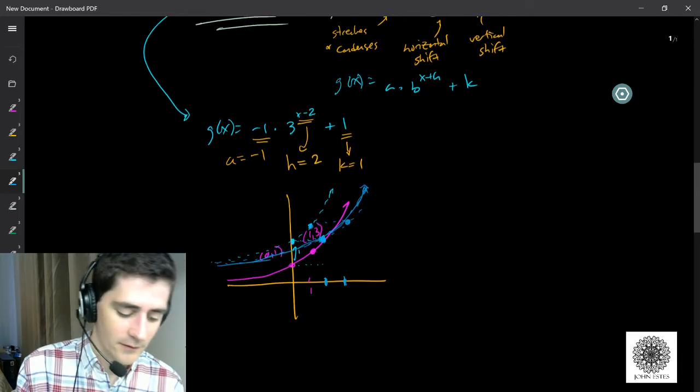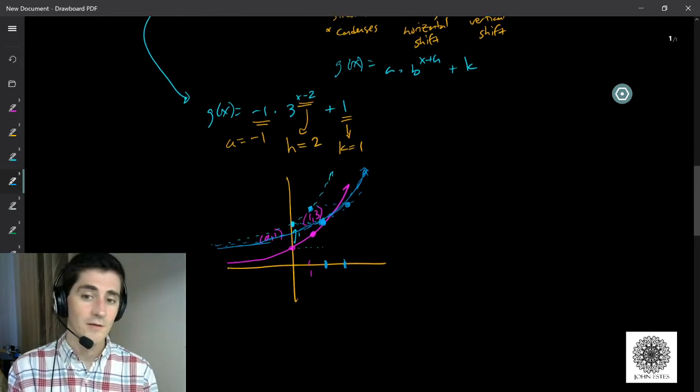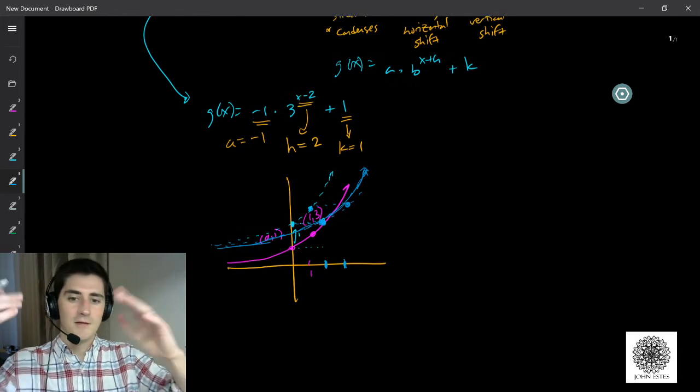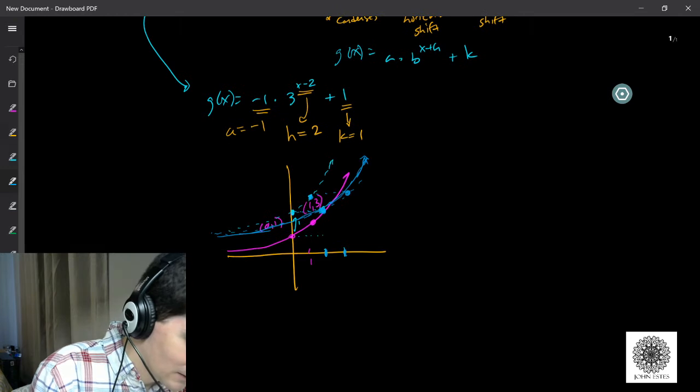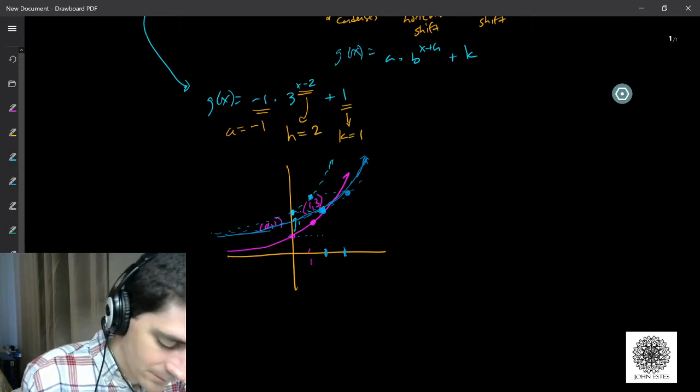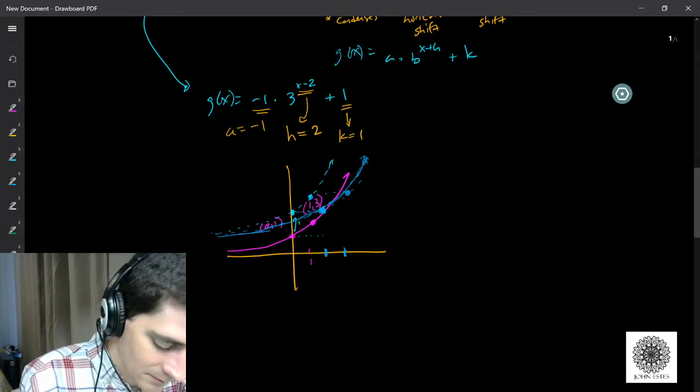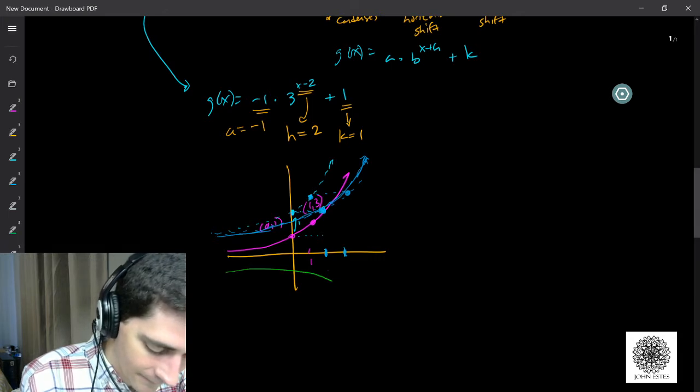All right, and the only thing that's left is now I have to multiply everything by -1, which is going to flip everything upside down. So it's going to look like this finally. I'm just going to mirror image everything.